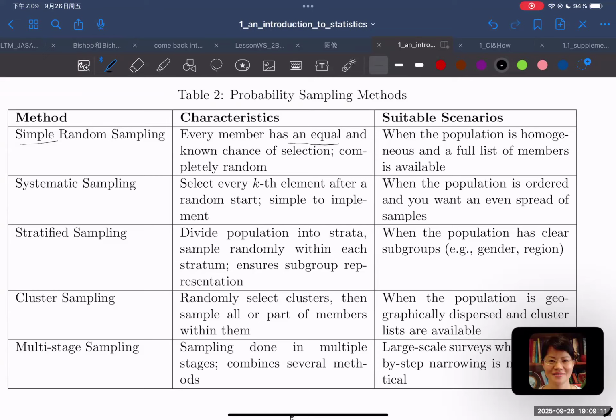Every member has an equal chance of selection, and it's completely random. Here we have some suitable scenarios: when the population is homogeneous (同质的) and a full list of members is available. For example, in our classroom, girl students would be homogeneous, or boy students would be homogeneous.